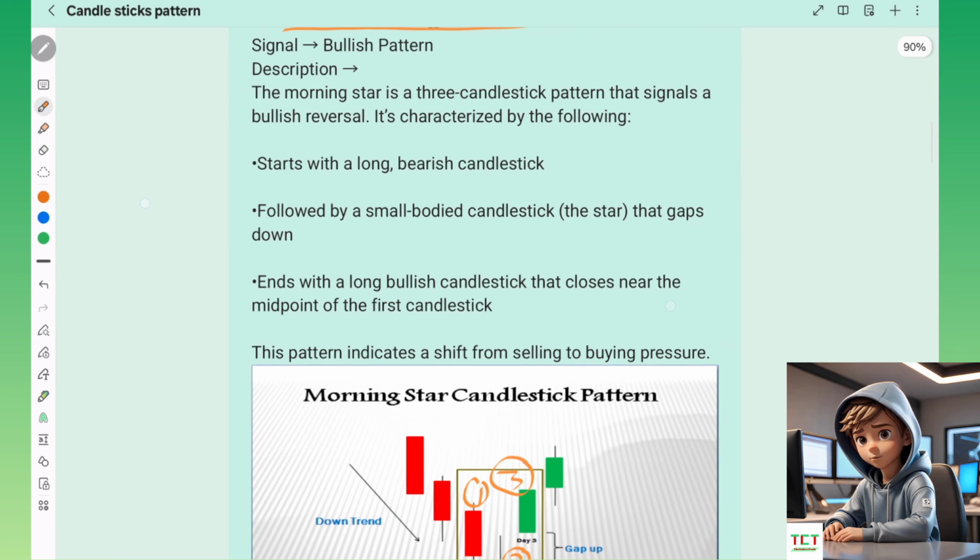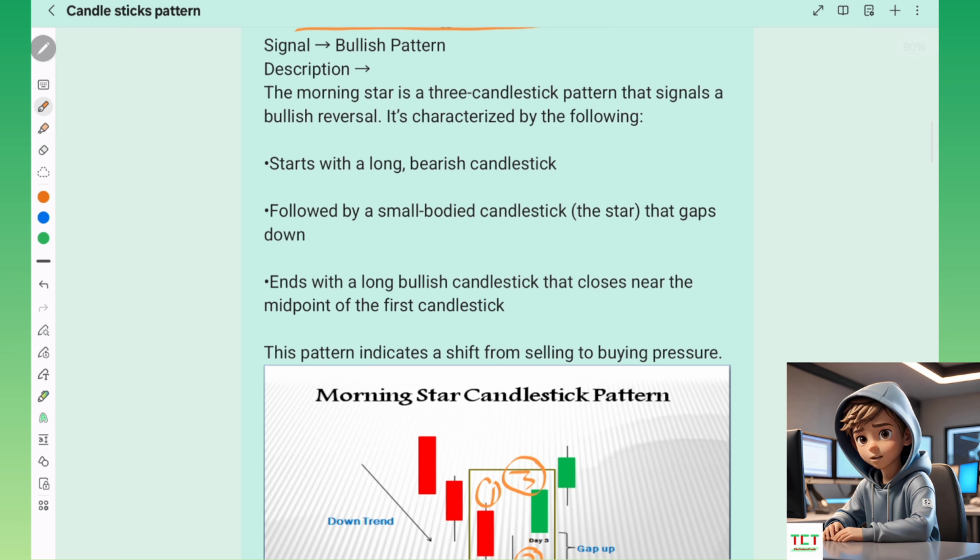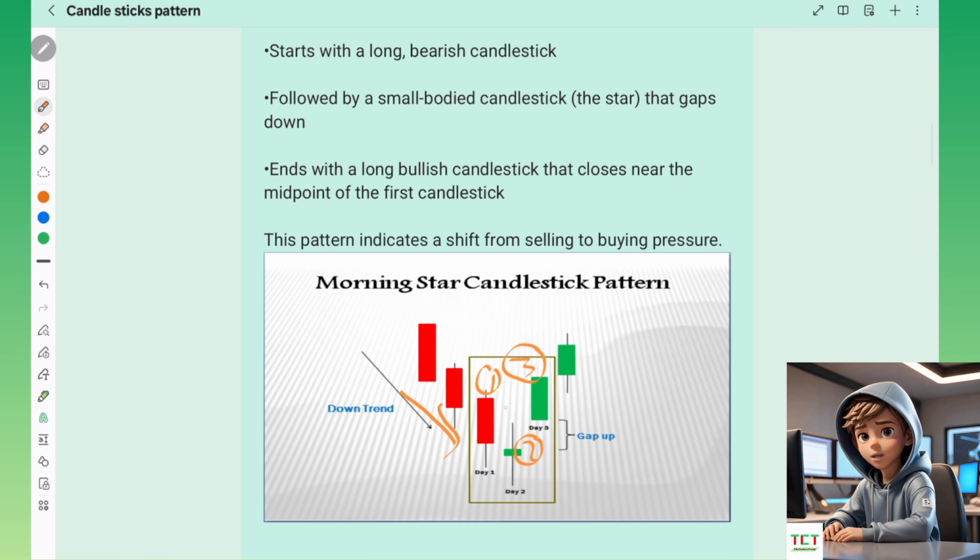First, the market is in a downtrend and you see a long bearish red candlestick. Everyone is selling, prices are falling. Then comes the second candle. This is the star. It's a small body candlestick that gaps down, meaning it opens lower than the previous close with a gap. This small candle could be red or green, doesn't matter. The important thing is it's small and shows indecision.